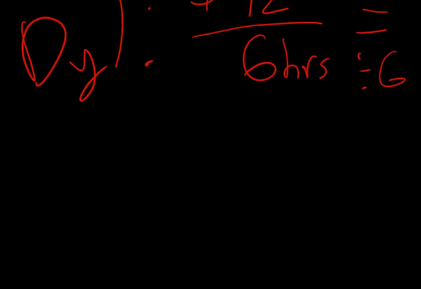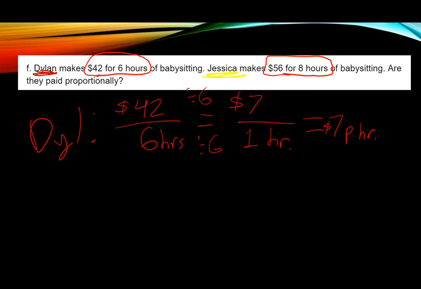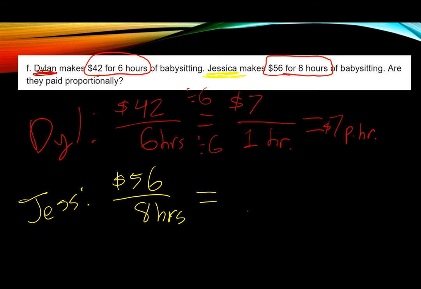Now we're going to take a look at Jessica in a different color, maybe yellow, a little bit of yellow. And she is making $56 in 8 hours. So here again, we want to get it over 1 hour because that's going to give us our unit rate. So we had to do 8 divided by 8 to get to 1. So we do 56 divided by 8 as well. That gives us $7 per 1 hour.